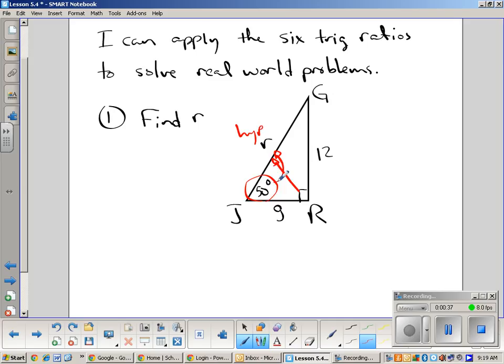In relationship to the 50-degree angle, the 12 is which side? The opposite. And so then we go back to SOHCAHTOA. Sine is equal to opposite over hypotenuse. So sine of 50 is equal to 12 over r.